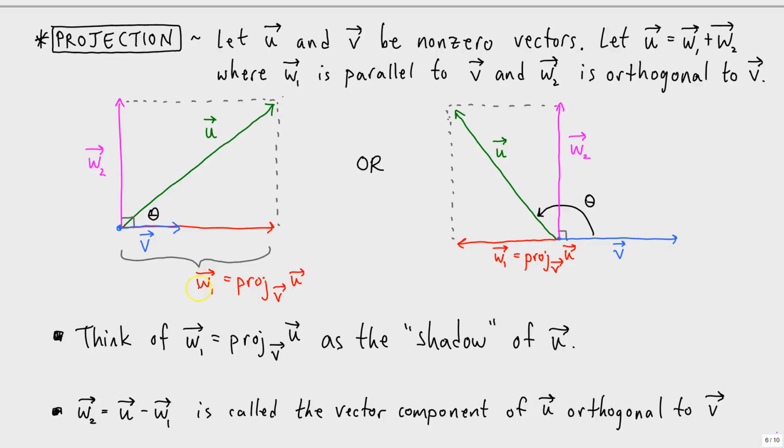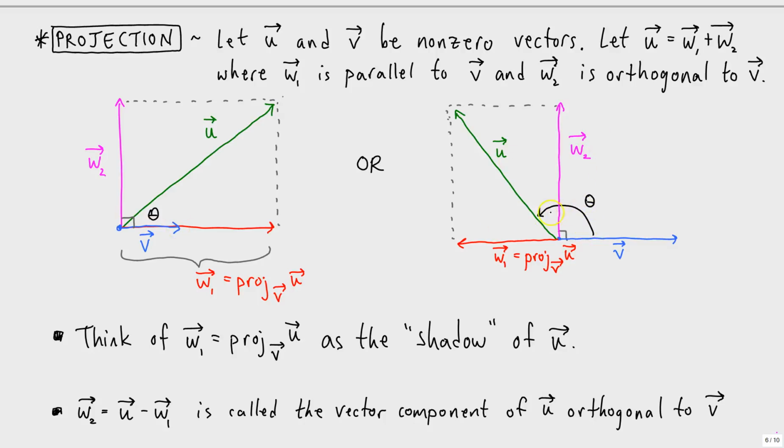Alright, now w1 we're going to call the projection of vector u onto vector v. And we denote it this way, proj, subscript, vector v, and then argument vector u. So what is that? Well, you can kind of think of it as the shadow of vector u onto vector v. So like we've got this right triangle here, and then u, its shadow would be right here. So this is what we're calling the projection of u onto v.